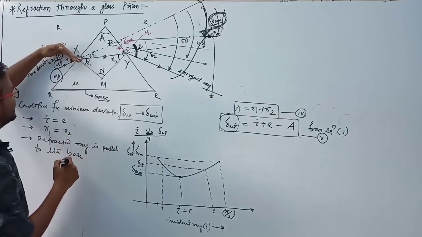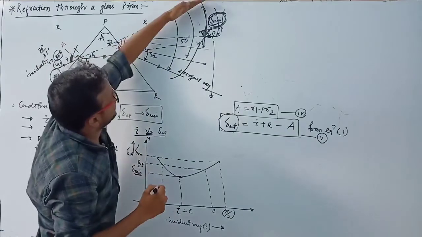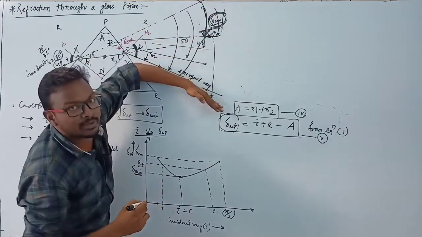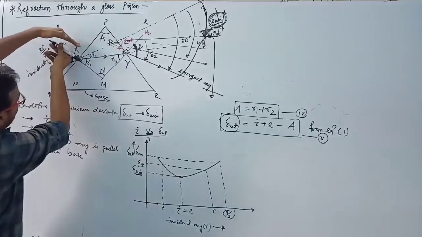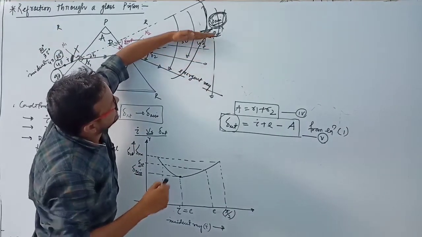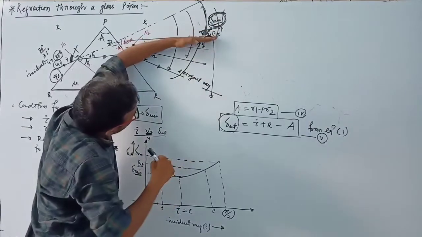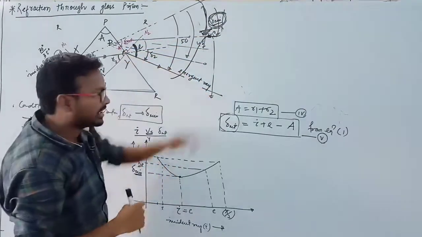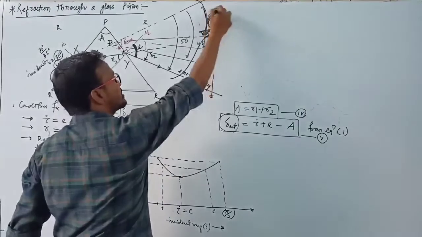When the angle of incidence is 90 degrees, at that time the deviation will be maximum. So if we increase the angle of incidence continuously, then the deviation decreases and reaches a minimum value, and again increases in this direction. Clear? And this minimum value is known as minimum deviation.